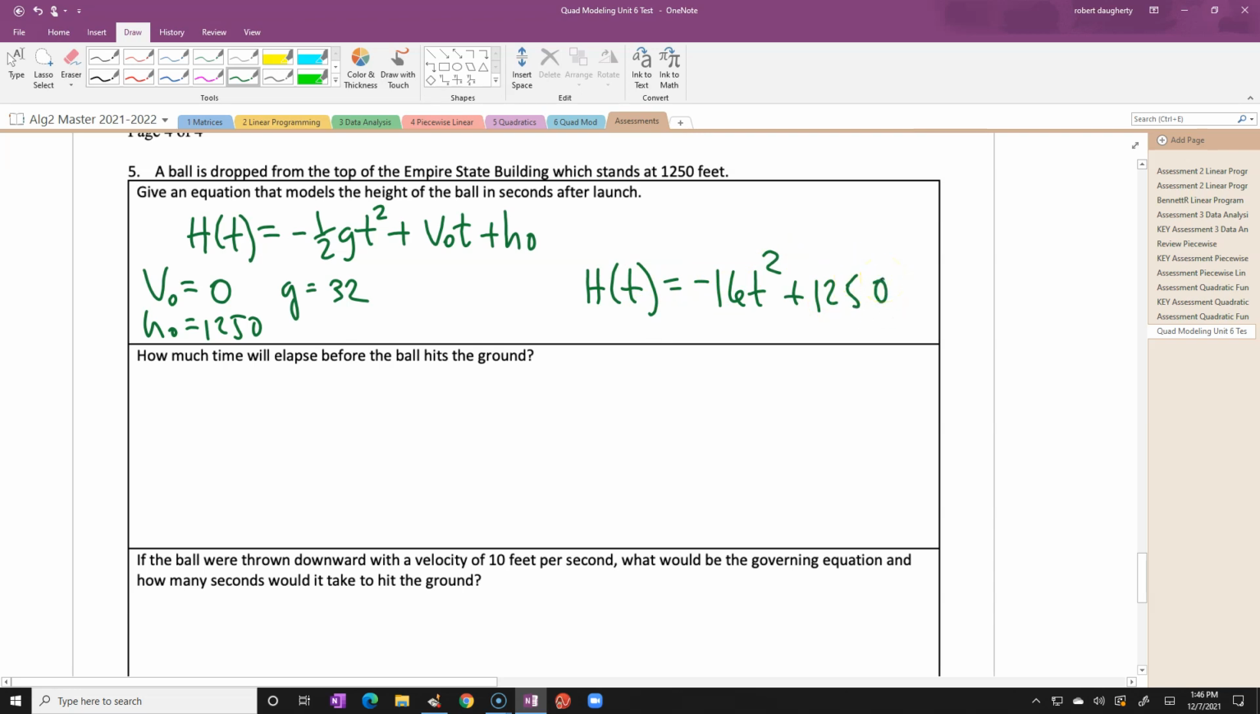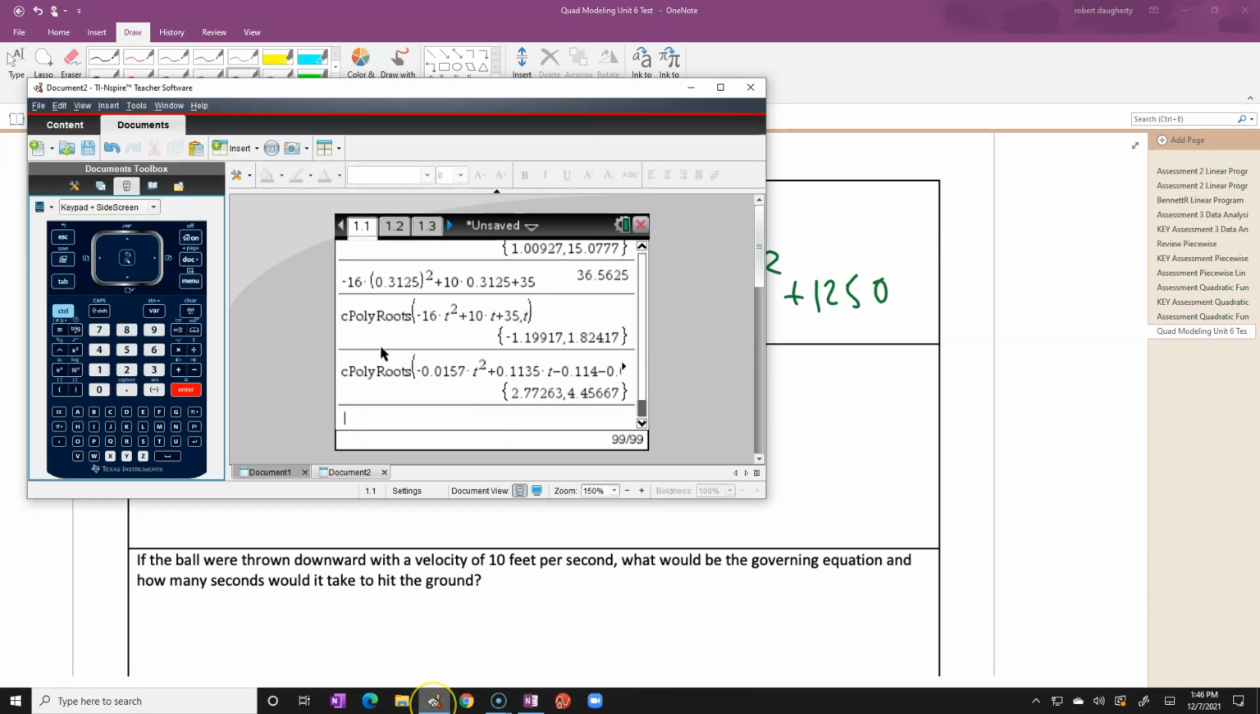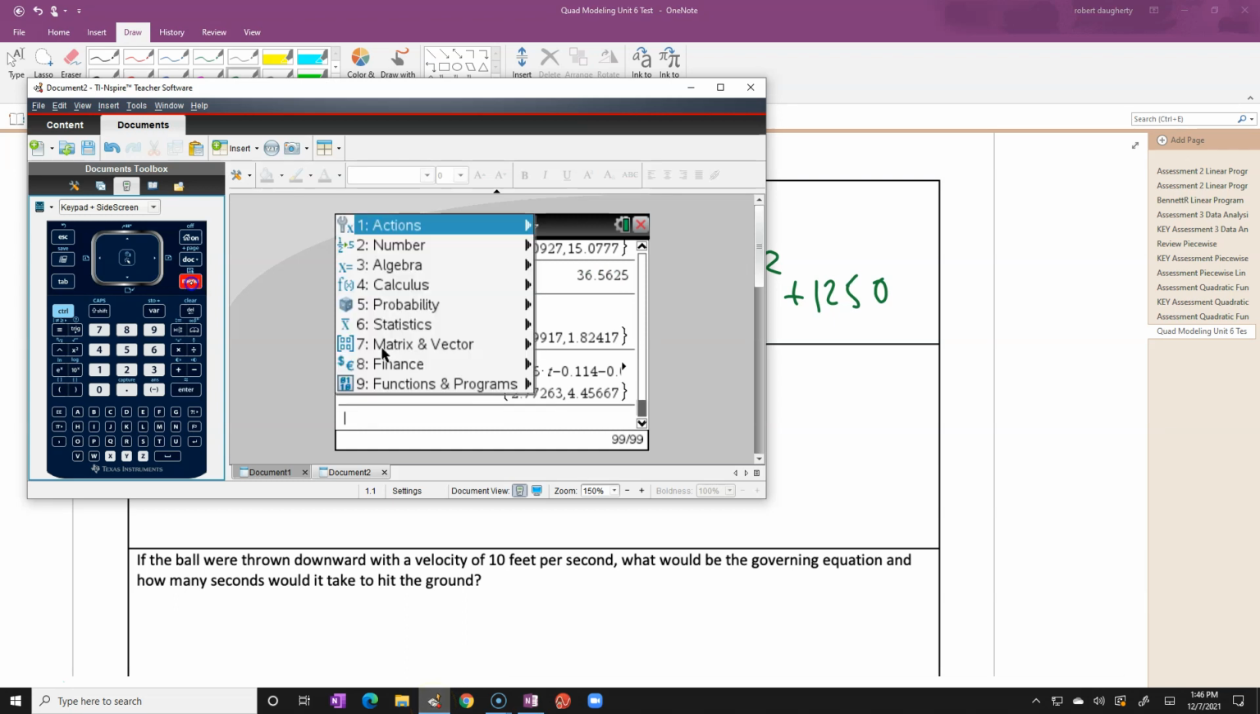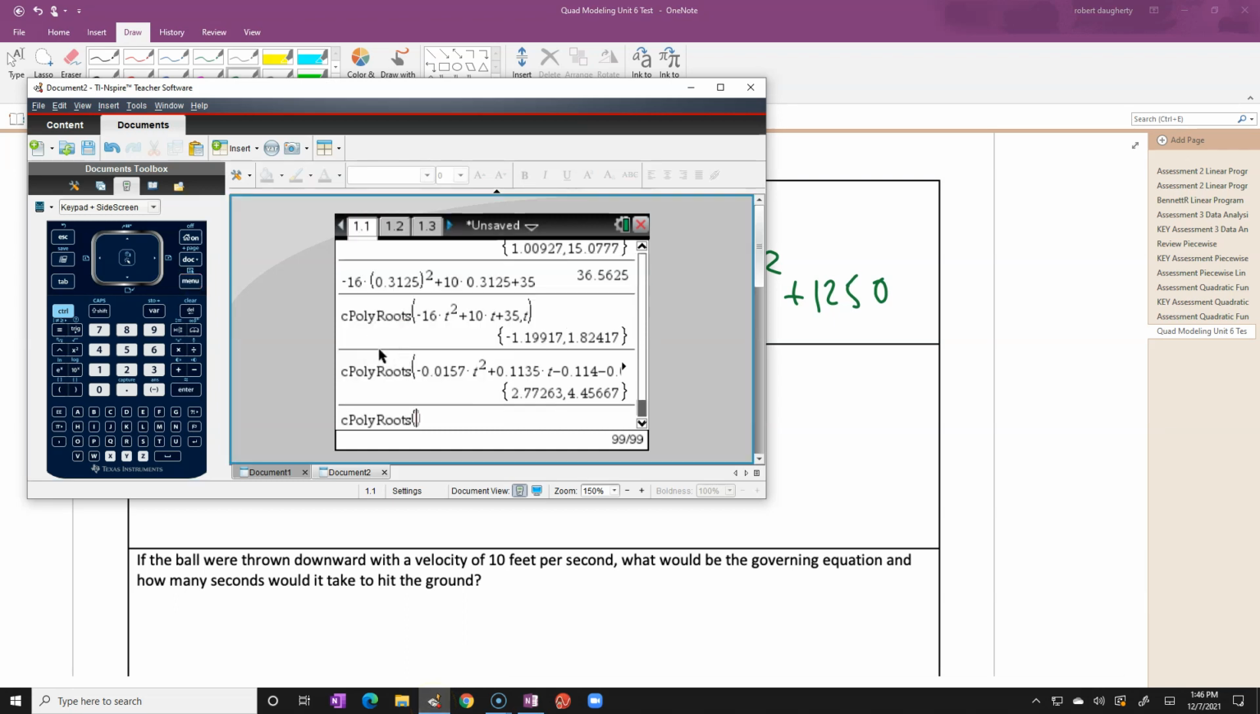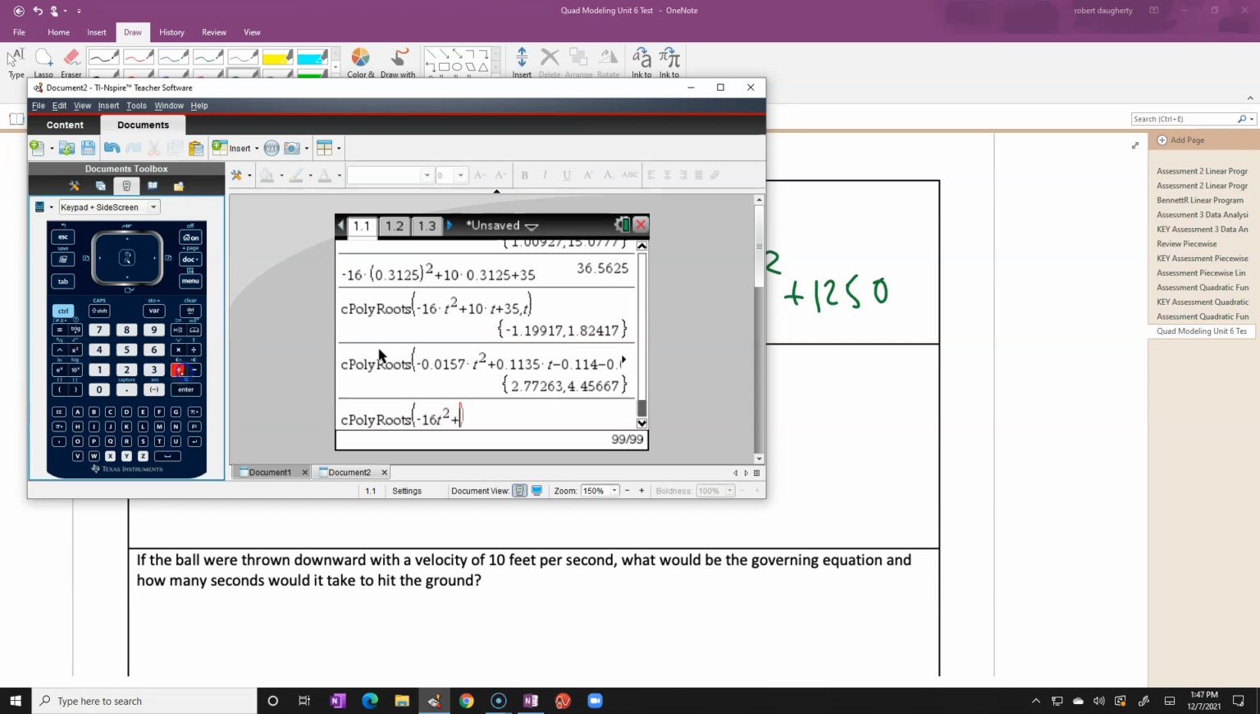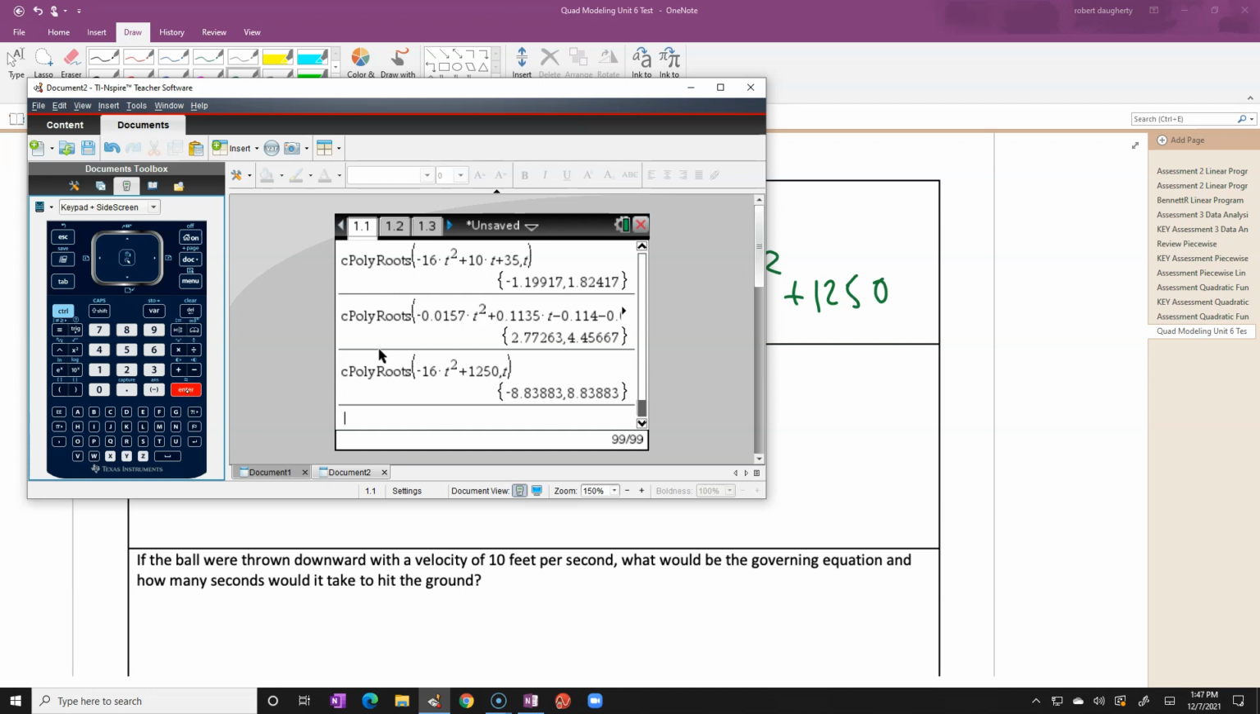Okay. How much time will elapse before the ball hits the ground? It hits the ground when the height is 0. So negative 16 t squared plus 1250 equals 0. Go straight to my calculator. So menu, algebra, complex roots, negative 16 t squared plus 1250, comma, t. And it tells me that's negative 8.83 and 8.83. So making sense of that, 8.83 seconds.